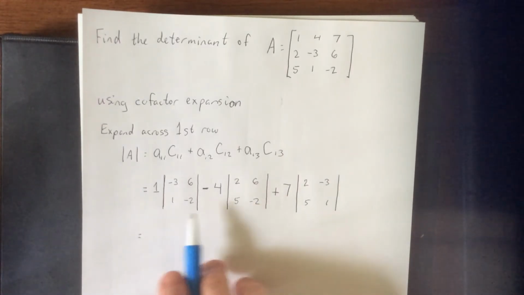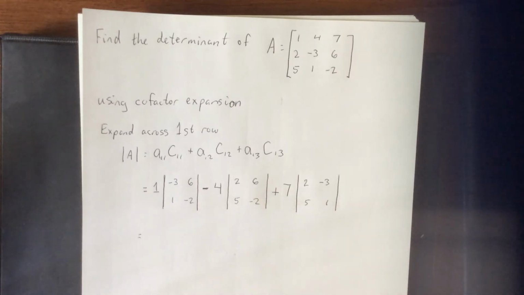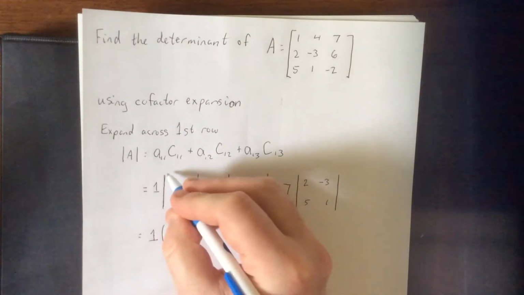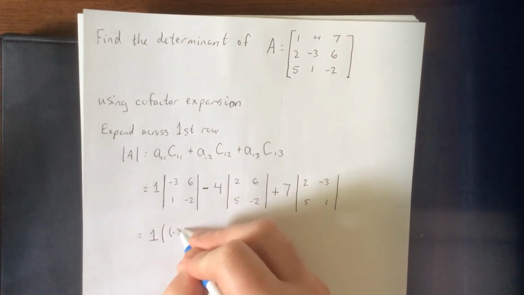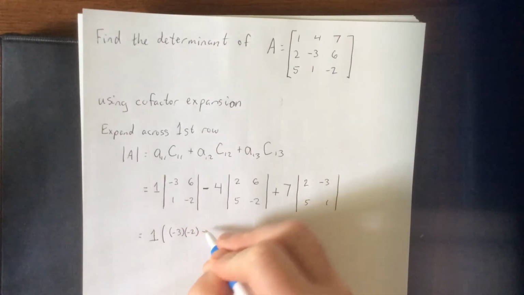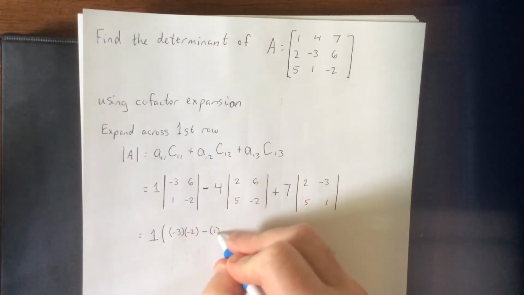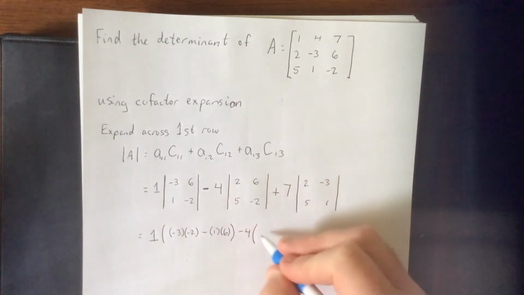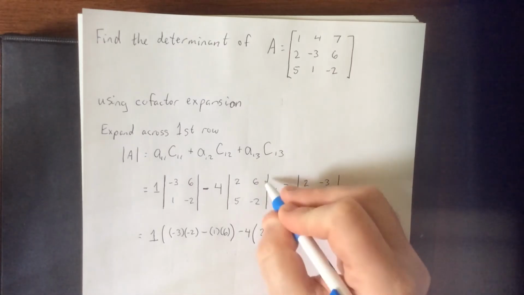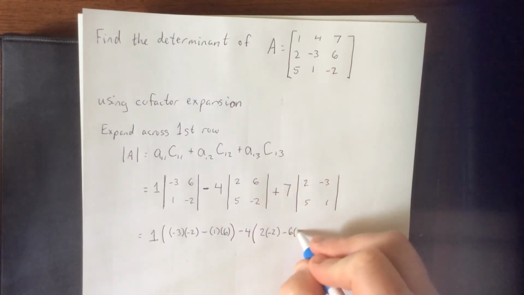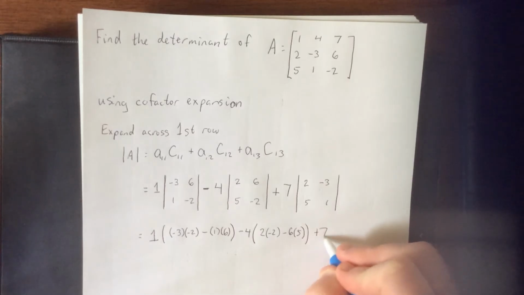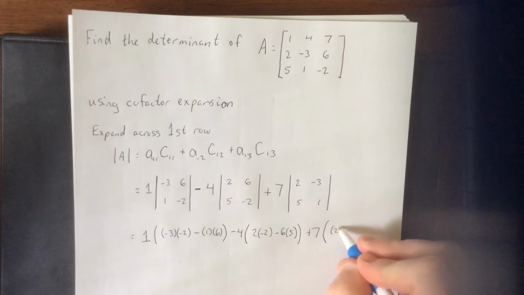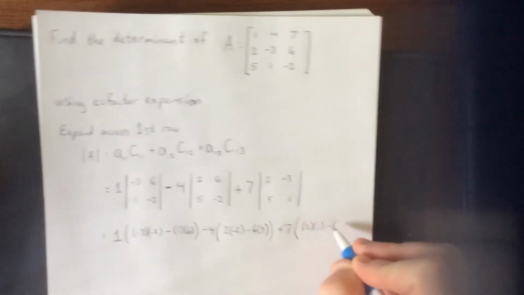So the result is a total of 3 2 by 2 determinants, all of which can be evaluated using the proper little slashy technique. So multiply the main diagonal together, negative 3 times negative 2 minus, and the other slash would be 1 times 6. And we'll do minus 4 times 2 times negative 2 minus 6 times 5. And then we'll do plus 7 times 2 times 1 minus negative 3 times 5.